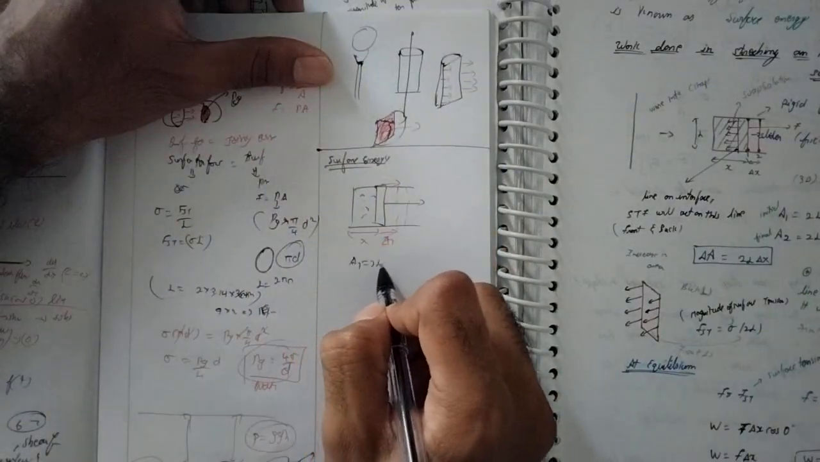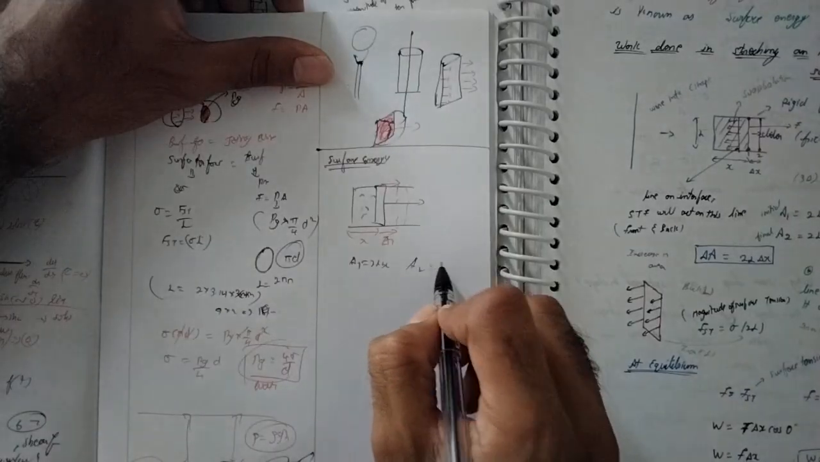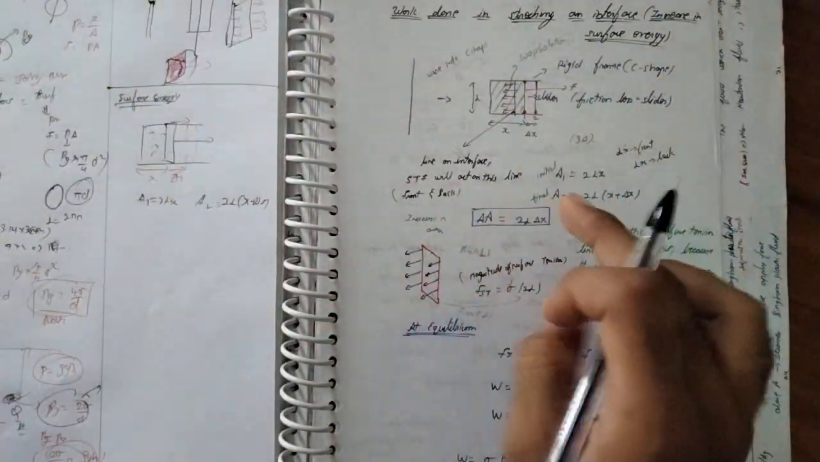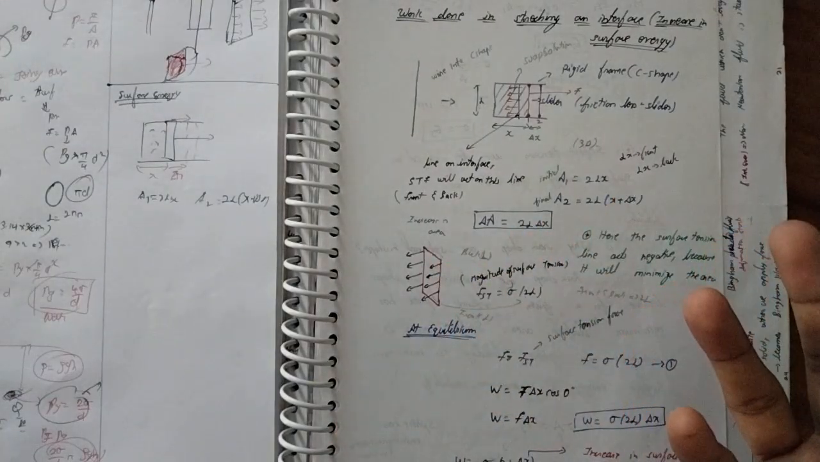A1 is equal to 2lx, and A2 means as the area is changed, it is 2l times x plus del x. So I think you are getting it. Next, the change in L will be there, but this is not that much needed.